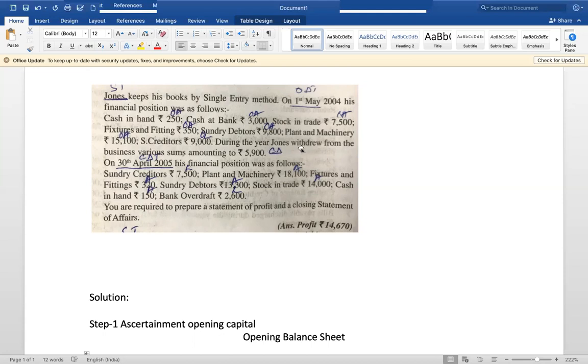During the year, Jones withdrew from the business various sums amounting to 5,900. The total withdrawal is 5,900. What is that? It is the withdrawal between this date and this date. That means this 5,900 is reflected in the second balance sheet.